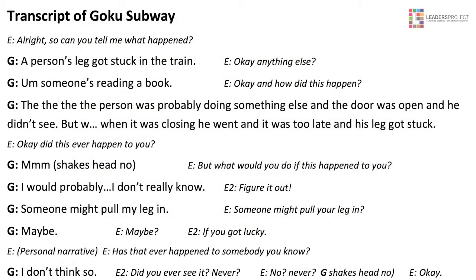Never? No, never? Okay. So if you look at Goku, you can see that he easily responds to the questions and gives us all the information we need. I love this. Can you tell me what happened? A person's leg got stuck in a train. That's the story. How did it happen? And he tells us, well, the person was probably doing something else. The door was open. He didn't see. But when it was closing, he went. It was too late. And his leg got stuck. Beautiful language synthesizing exactly what happened.